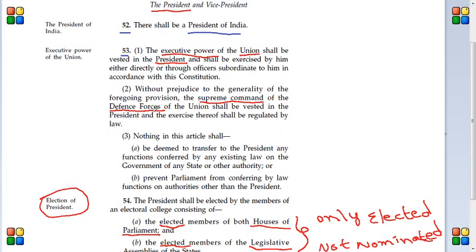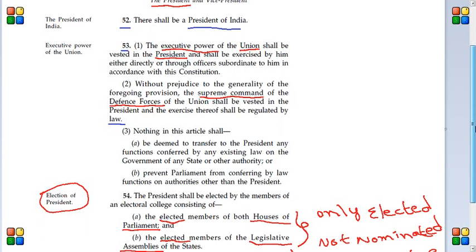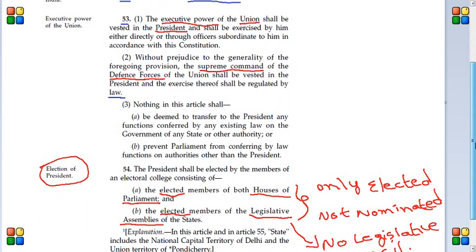Next, clause 2 of Article 53 says, without prejudice to the generality of the foregoing provision, the supreme command of the defense forces of the Union shall be vested in the President, and the exercise thereof shall be regulated by law. Basically, it says that the President is the supreme commander of the defense forces, and he can exercise it only under law. This is also important. It's not on his total will. His command should be as per the law.